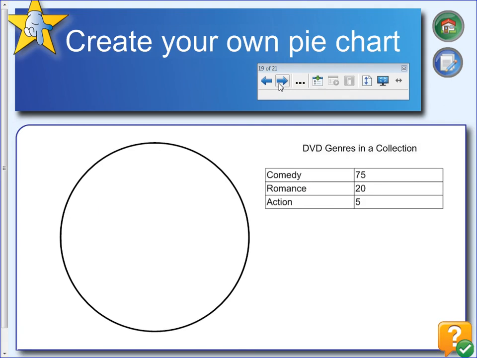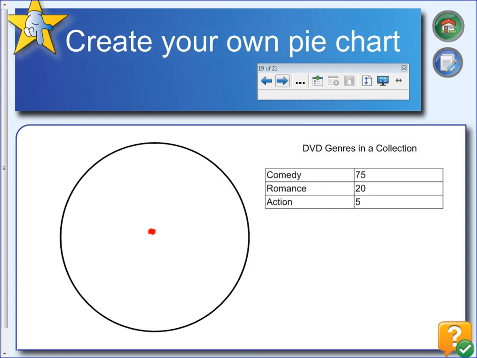Now we're going to go ahead and do one together. We're going to do DVD genres in a collection. So we have comedy, romance, and action. Now in a pie chart, you aren't going to have to know this, but you are going to have to understand that if you decide to do one for your project, we need to put this in a whole piece of pie.